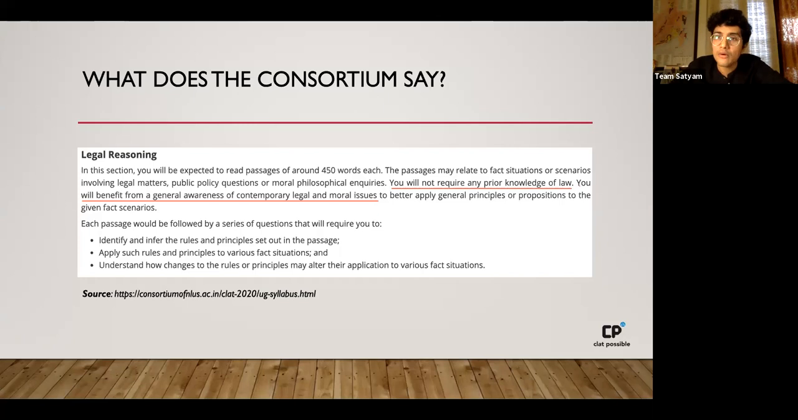legal and moral issues. So what it means is that although you're not required to know provisions of law, if there is some legal issue that is in the news, that has been discussed either in the media or in the newspapers, wherever, and you have a general legal awareness of it, then it will be a benefit to you while attempting these answers.